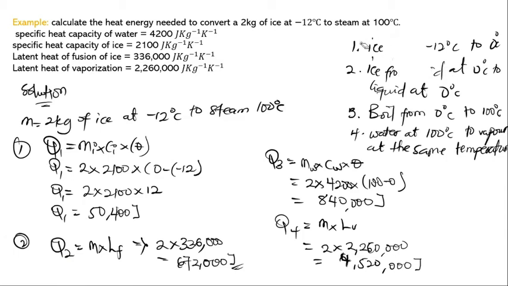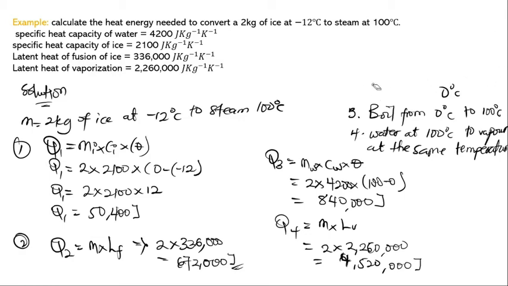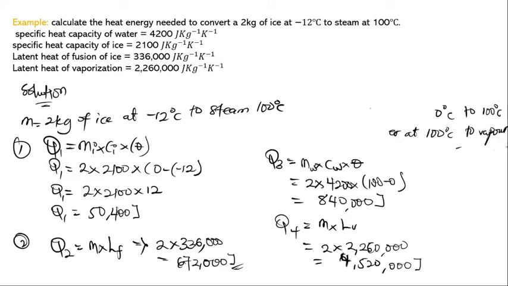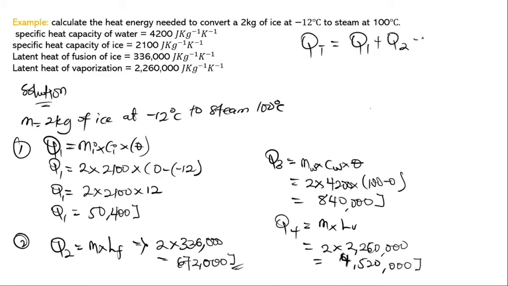All right, so now that we've calculated all our energies needed for the conversion, let's sum all our energies to get our total energy needed to convert the ice from negative 12 degrees Celsius to 100 degrees Celsius, that is vapor at 100 degrees Celsius. So our total energy is the sum of all the individual energies needed for the 4 processes.